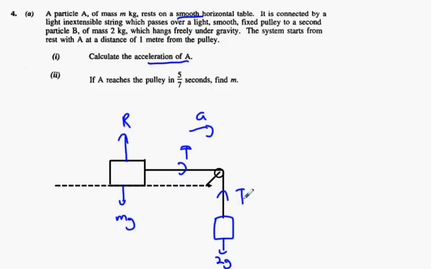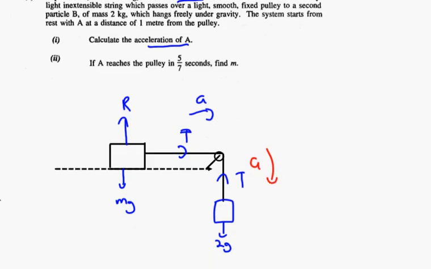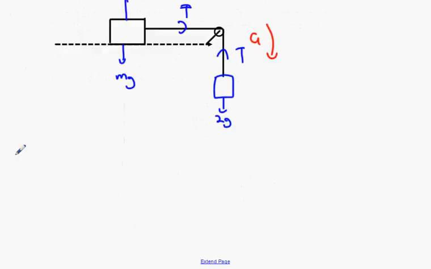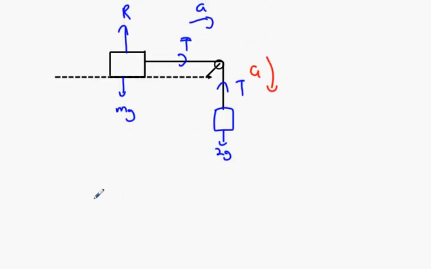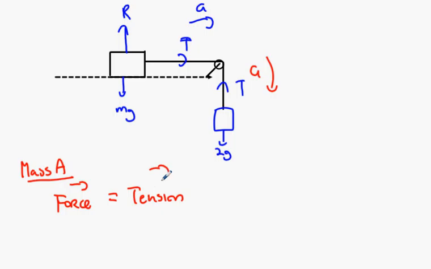So they have a common acceleration. Why do they both have the same acceleration? Connected by one string. So what we're going to do is for the mass A, its whole propulsion comes from the tension, which means ma equals T.